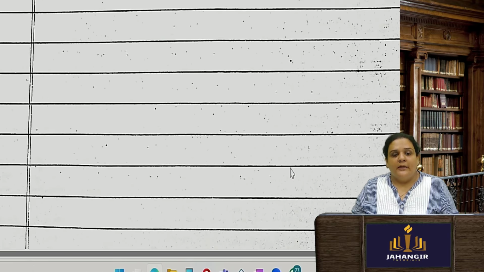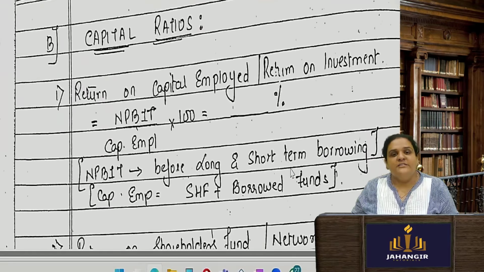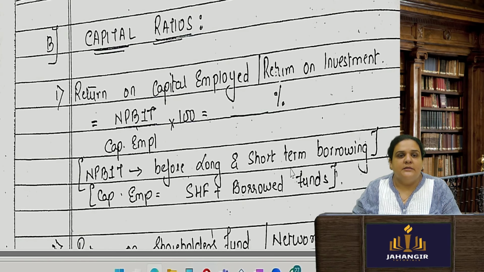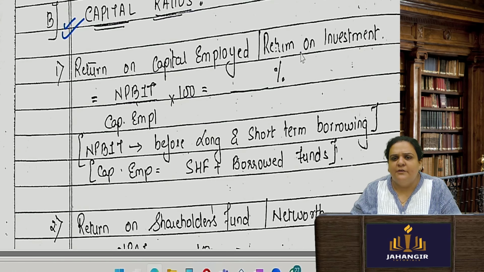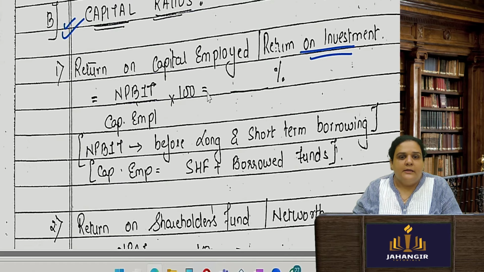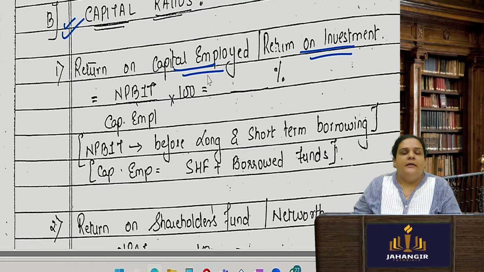Okay, quickly I am moving to the next part, which is B, capital ratios. Now in capital ratios, these ratios are also very important, this B section. In that, the first one is return on investment. This is the favorite question of our institute. Return on capital employed, return on investment.